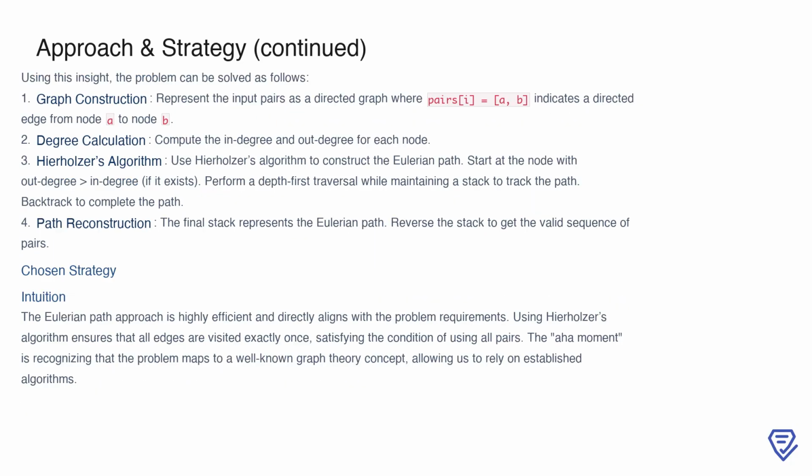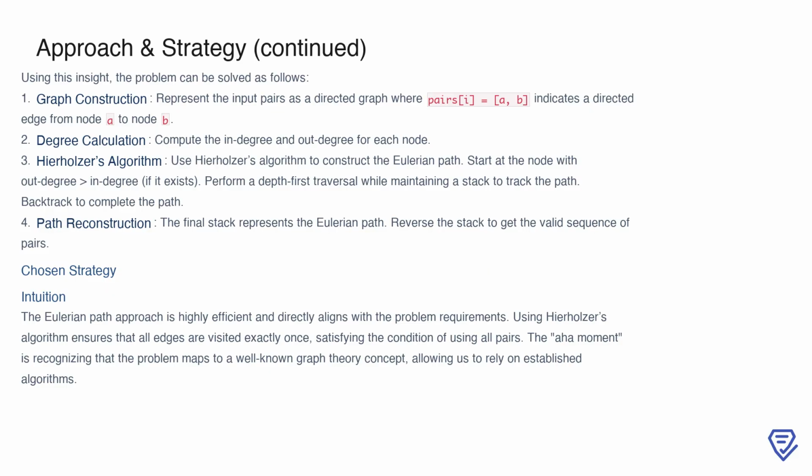Given this understanding, we can break the solution into clear steps. First, we construct a directed graph from the input pairs, where each pair, A, B, represents a directed edge from node A to node B. Next, we calculate the in-degree and out-degree for each node to identify potential starting and ending points for the Eulerian path. Once the graph is prepared, we apply Hierholzer's algorithm to construct the path.